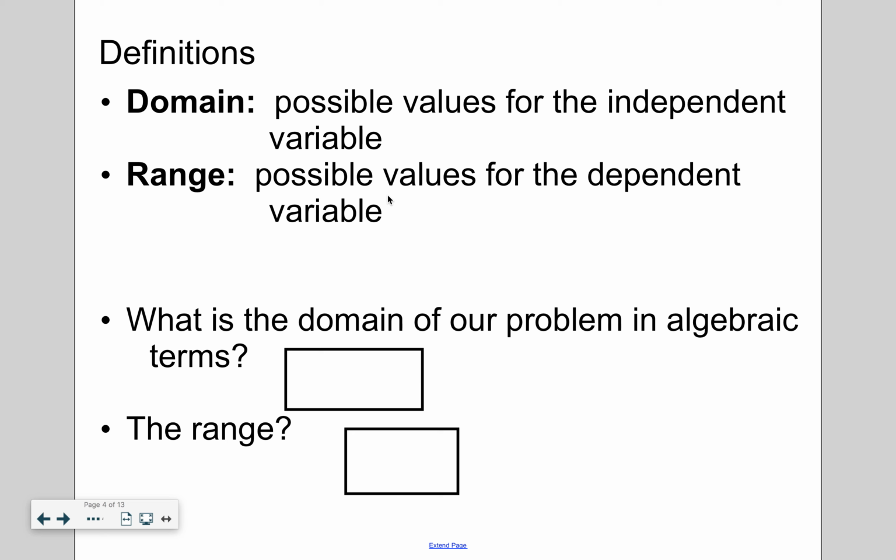So the domain of our problem in algebraic terms is our time, which is x, is between 0 and 324 hours. We can write that algebraically by saying that x must be between, I'm hoping you have done inequalities before, 0 and 324. So this is it in words. It is between 0 and 324 hours.